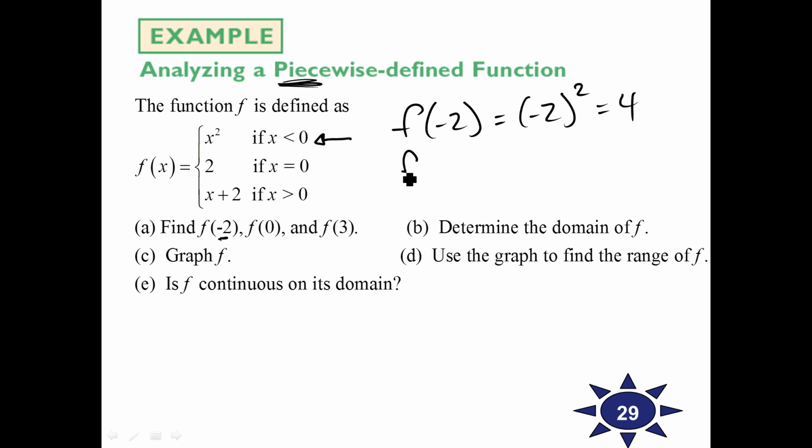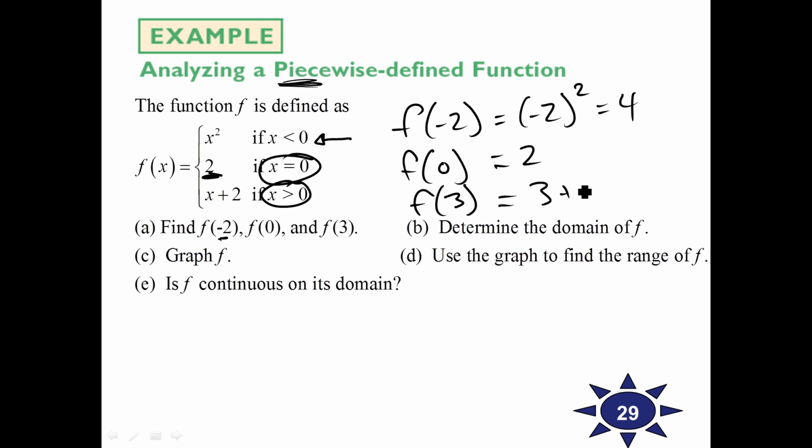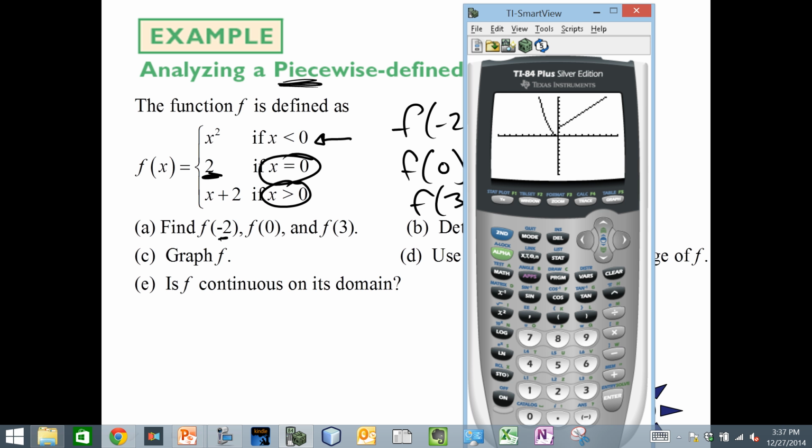How about f of 0? That one is predefined. When x is 0, automatically our answer is 2. And how about when x is 3, then x is greater than 0, so we're going to say 3 plus 2, and we'll get an answer of 5. Alright, we've already graphed it, but let's go back to the graph to see if f is continuous. Is it continuous? Definitely not, because it's not one smooth graph.